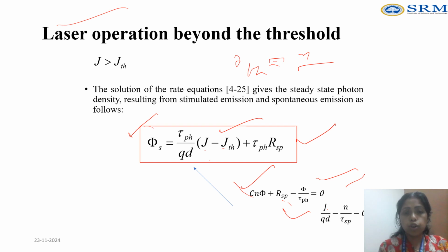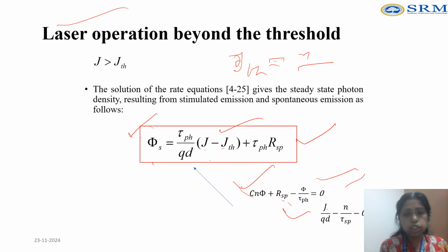This is the threshold photon density. This photon density produces the steady state photon density. At that moment, the photon density is responsible for stimulated emission as well as spontaneous emission. So when both stimulated emission and spontaneous emission have started, how much photon density will be produced? This is φs. Again, you will get one equation. So already you got one equation, JTH is equal to something.